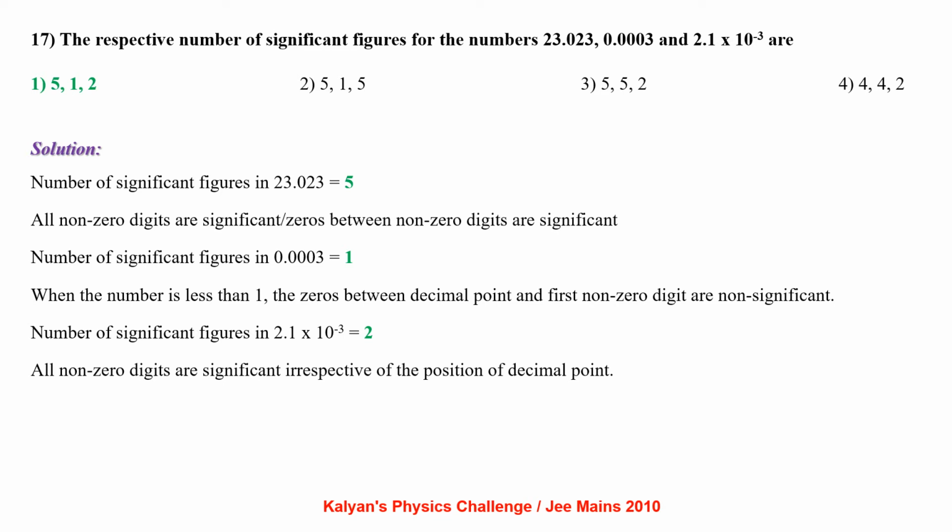Coming to the second number, it is 0.0003. The number of significant figures is 1, following the rule that if the given number is less than 1 and there are zeros between decimal point and first non-zero digit, they have to be considered to be non-significant. So only digit 3 is the significant figure here, so the answer is 1. Coming to the last number, it is 2.1 into 10 power minus 3. So according to the rule used in the first number, the number of significant figures is 2.